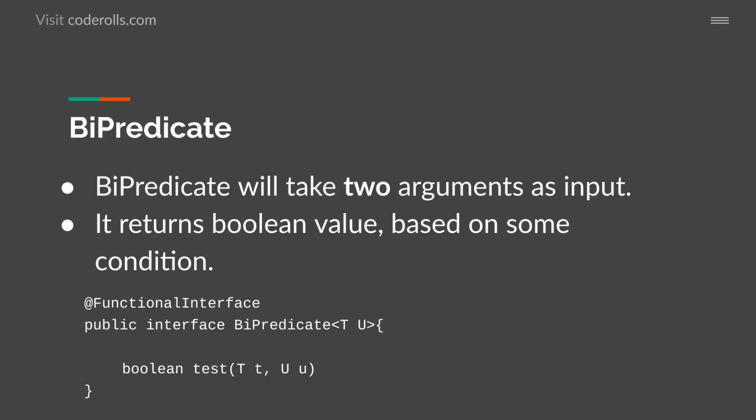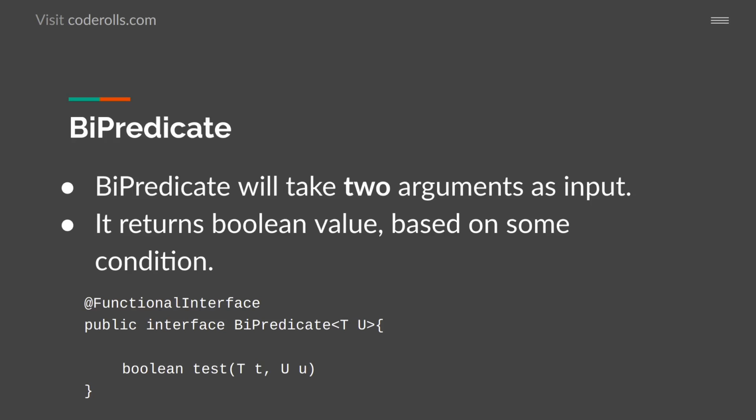In case of BiPredicate, we are taking two arguments. In case of predicate, we were taking only one argument. You can see the method signature here. It has abstract method test and it is accepting two arguments, t and u. It is returning a Boolean value. So it will check the condition and it will return a Boolean value. We will check one simple example for BiPredicate and you will understand it better.